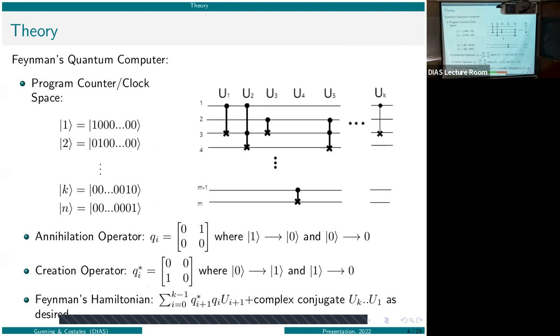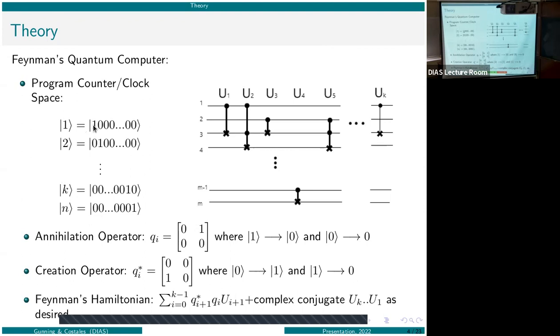What Feynman did is he added to our m atoms in our register this new set of k plus 1 atoms that he called the program counter or the clock space, which is shown here. To show how it works, we'll start off in our first state, which is going to be our 1 state. A good way of thinking of this is as an electron that jumps from one empty site to another, where we call the occupied sites the one state and the unoccupied sites the zero state.